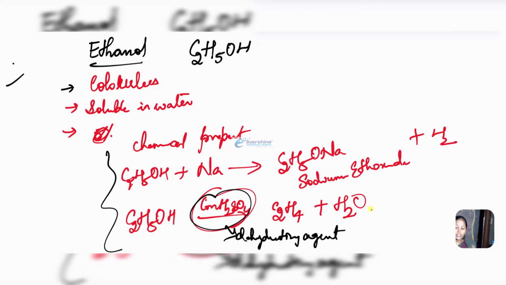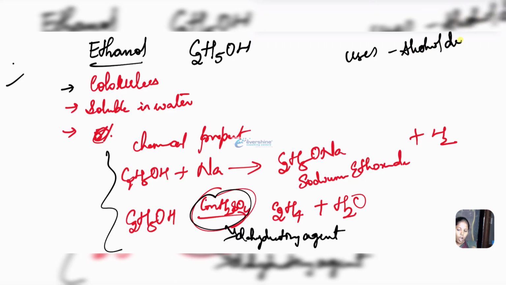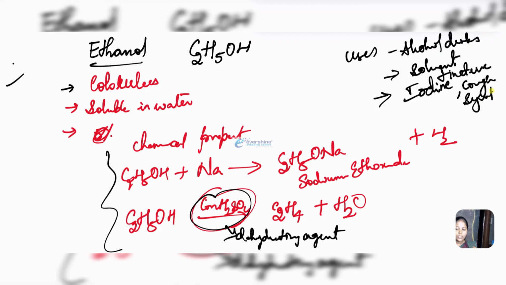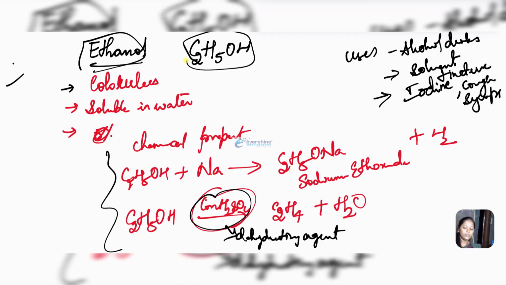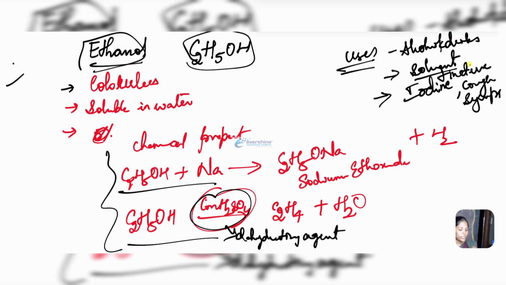Then what is the use of ethanol? It is used for making alcoholic drinks, it is used as a solvent, and also it is used for making tincture and cough syrups. Okay, these are the uses of ethanol. So ethanol formula is important, ethanol chemical reactions are important, ethanol uses are important. Next we will go to ethanoic acid, the last topic of this lesson.